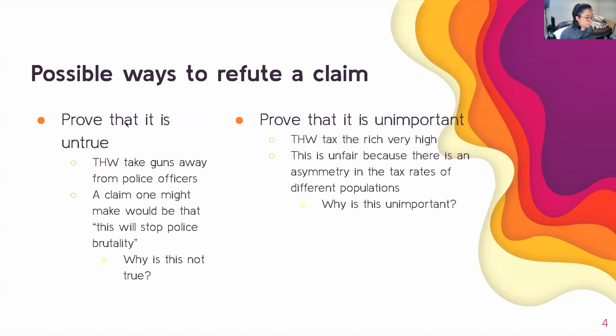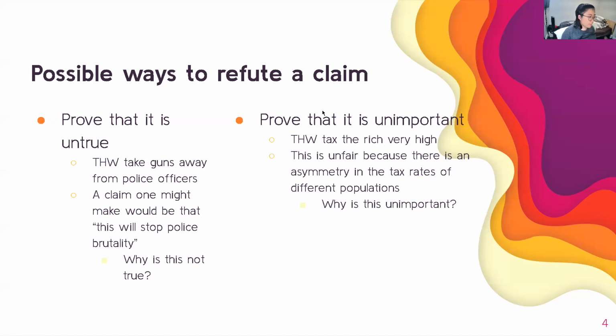So that's an example of disproving an argument by proving that it is untrue. You're not really disputing that guns can kill people and police officers oftentimes use them in very pernicious ways, but you're just basically saying that the whole idea that this is going to end police brutality as a whole is not going to happen. And that's an example of proving that an argument is untrue. The next is proving that it is unimportant.